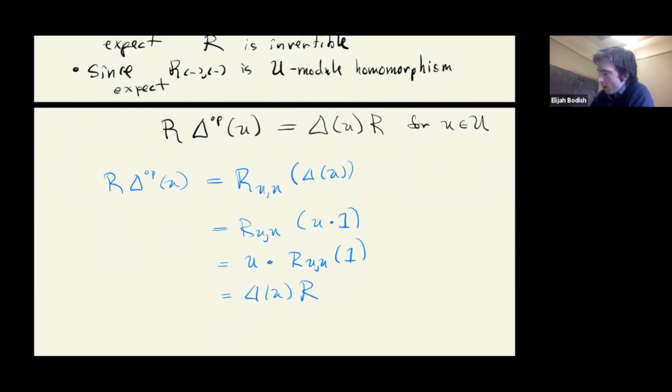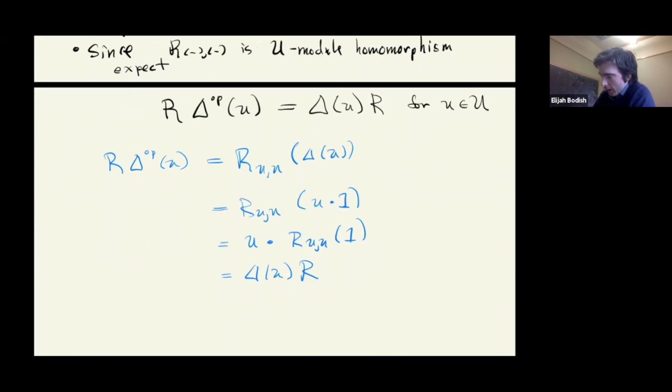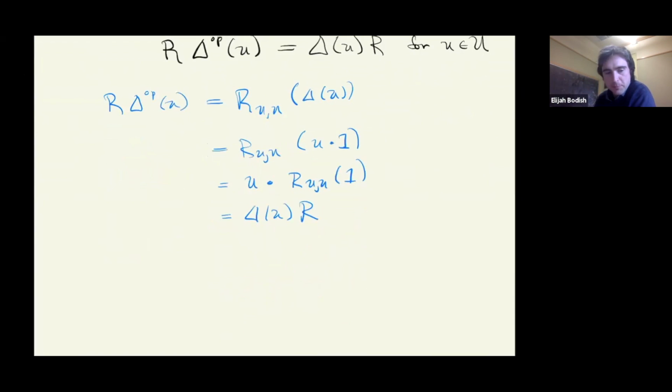So I want a family of natural isomorphisms between V tensor W and W tensor V. I end up finding that it can be constructed out of this element R, and my element R needs to satisfy this R delta op equals delta R condition. So what is this element R? We don't know anything about it at this point. We just know that we might want something like this element R if we want a system of natural isomorphisms. So that's basically where we're going.